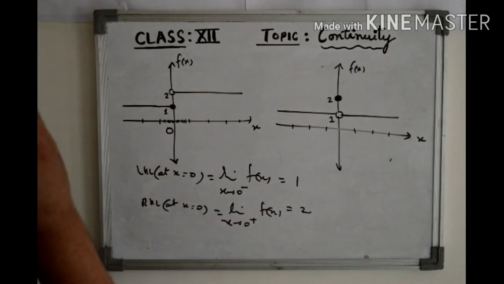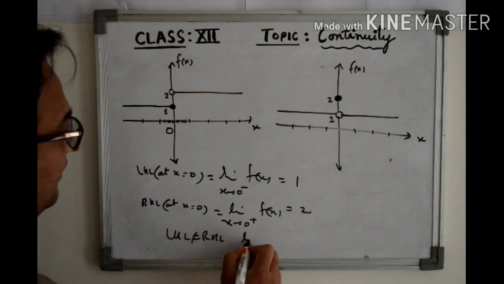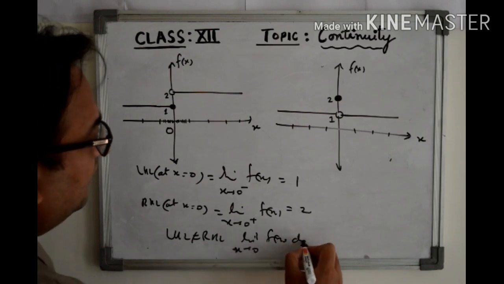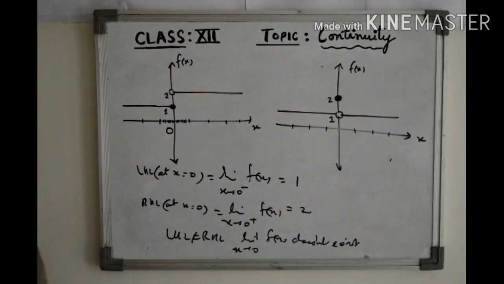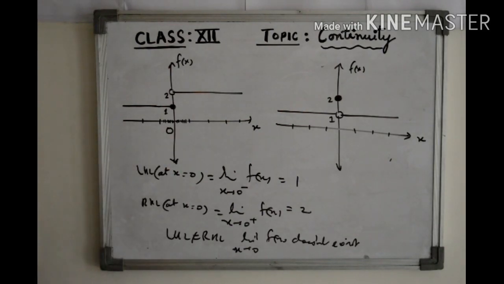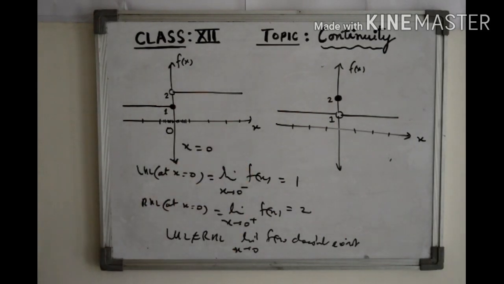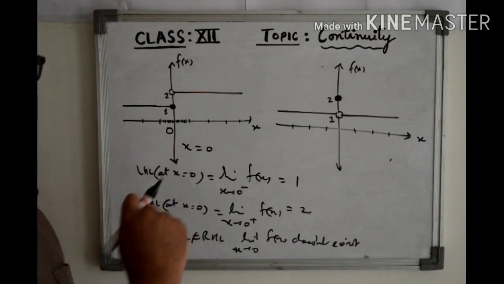So in this example we have seen that LHL is not equal to RHL, so the limit of the function at 0 does not exist. This is happening because the left hand limit and the right hand limit at x equal to 0 are not the same. So if the left hand limit and right hand limit are not the same, the limit does not exist. So at that point we have a discontinuity. The point where the function is not continuous, we call it a point of discontinuity.